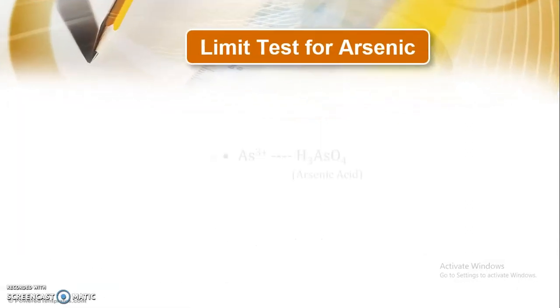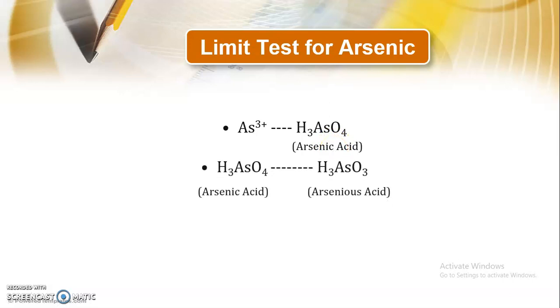Now we will see which different reactions are involved in this limit test for arsenic. As we know, the first step is conversion of arsenic into arsenic acid. So when the sample is dissolved in the acid, the arsenic reacts with the acid and is converted into arsenic acid. Here, just as I told you to remember, if the name ends with a C, then it comes alphabetically first.